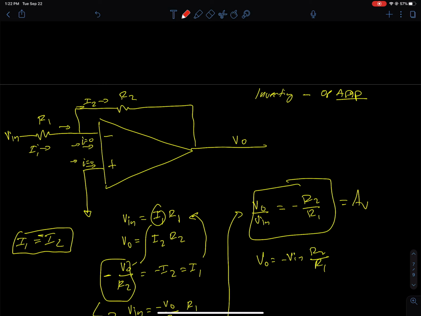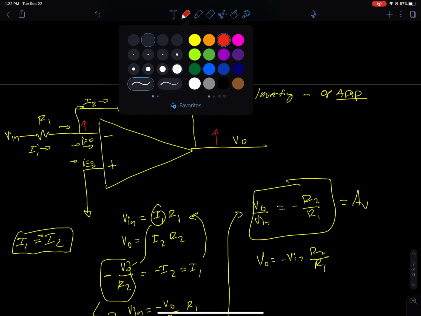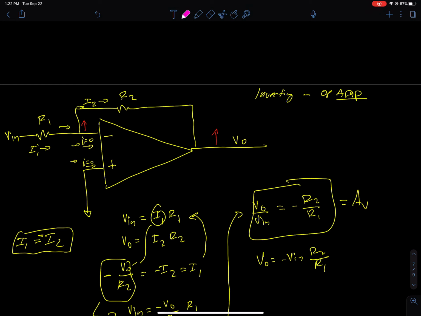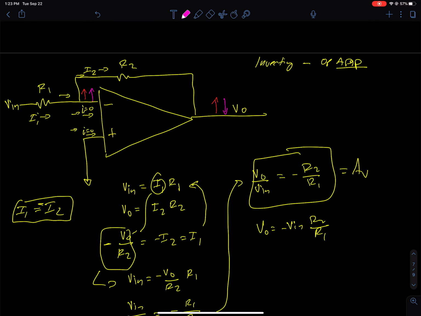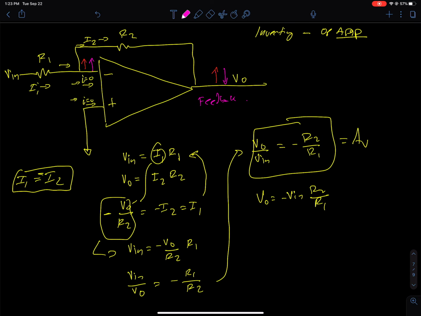Now, one thing to notice is the concept of feedback. If our voltage right here goes up, what happens? The voltage here goes up. But since this is the inverting input, the output voltage will be going down, right? So if this goes up, this goes down. That is the concept of feedback. Great.